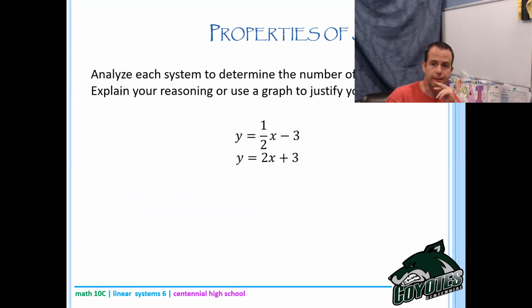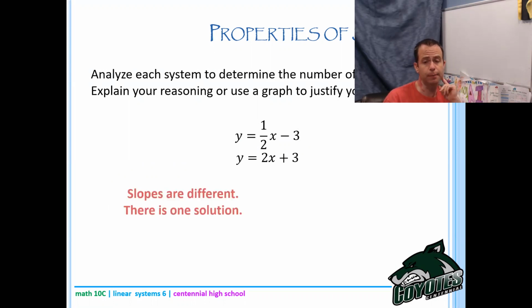All right, try this guy. Well, they are both in y equals mx plus b form already, and I see that I have different slopes. So as soon as I have different slopes, I know there's going to be one solution. Oh, sorry, so the slopes are different. Right away, I can just say there's one solution, okay?